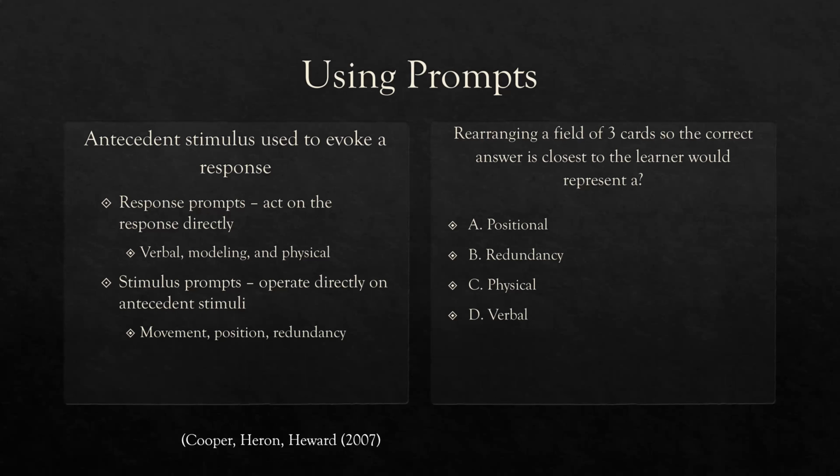Question. Rearranging a field of 3 cards so the correct answer is closest to the learner would represent a what? It's a very common method of prompting, used a lot of times with our younger learners. We have fields of 3 and fields of 5. We'll move our cards and our stimuli around. We'll move the correct one closer so we can get that direct response. And this one's pretty easy. If you're changing around the card and you're moving it, what are you doing? Well, you are changing its position. This is going to be a positional prompt.